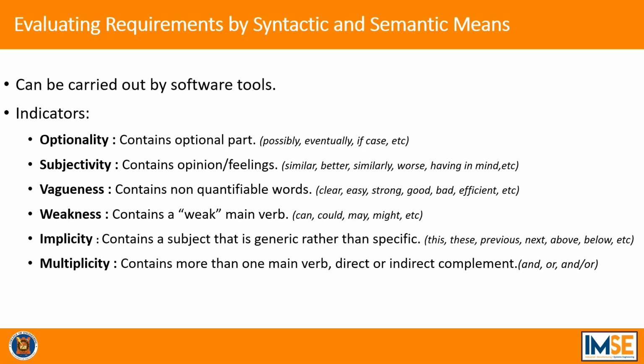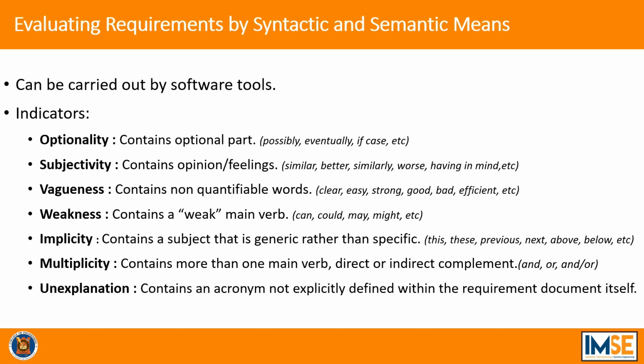Multiplicity, when it contains more than one main verb, direct or indirect complement, words like or, etc. And finally, an explanation, when it contains an acronym that was not explicitly defined within the requirement document itself.